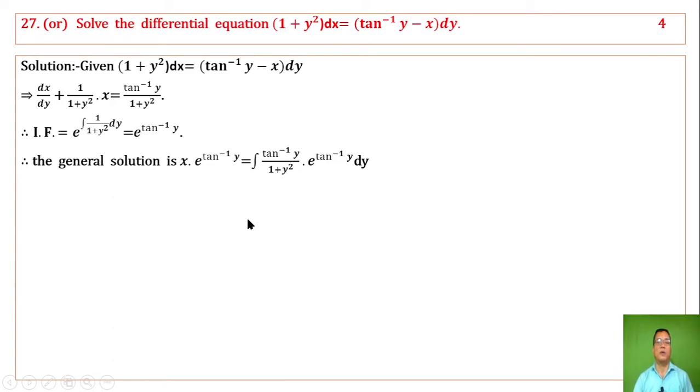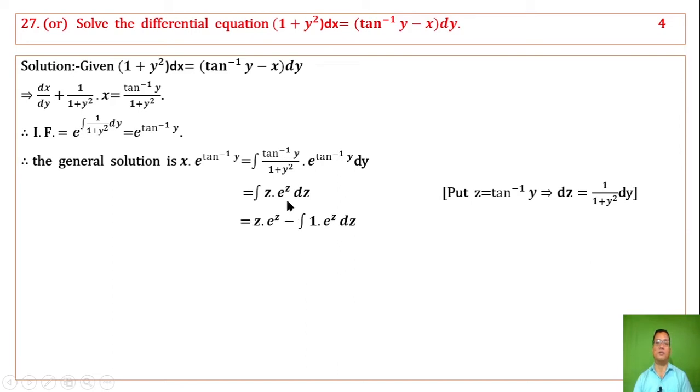Putting tan inverse y equal to z, the integral becomes a function of z times e to the power z. Then, integrating by parts, taking z as the first function and e to the power z as the second function, we get the result. Then put the original value of z, tan inverse y. This gives the required general solution.